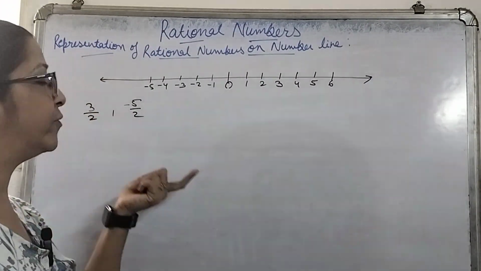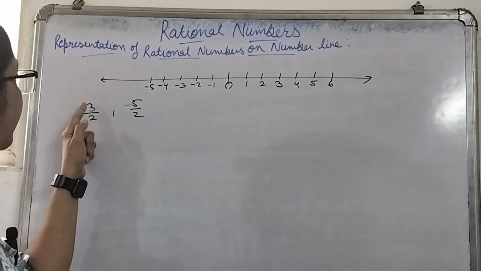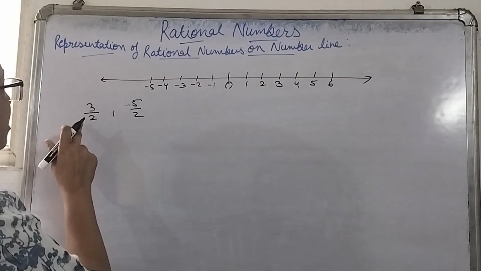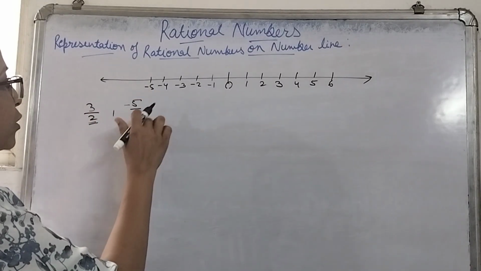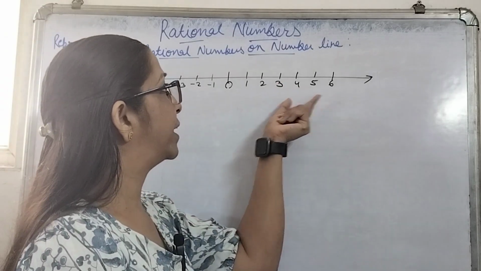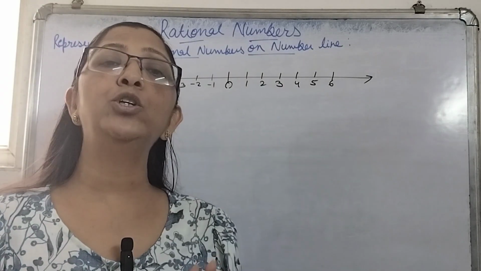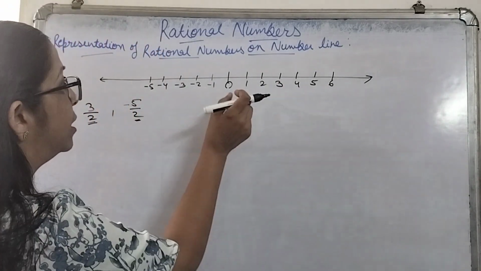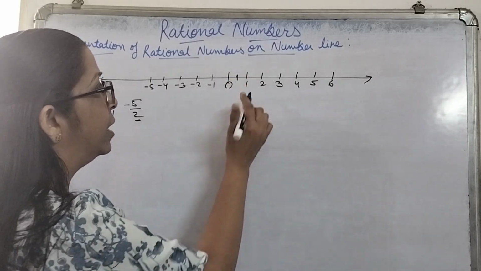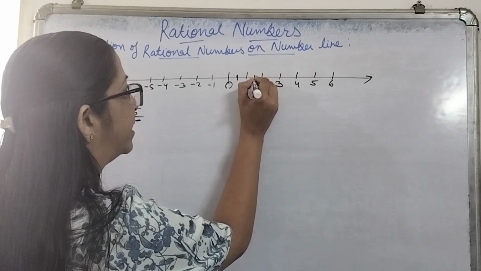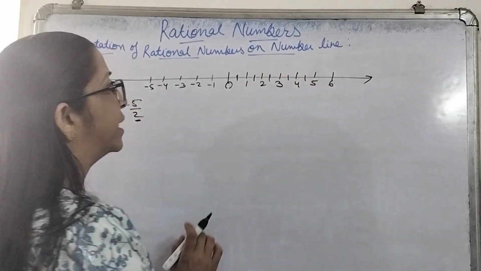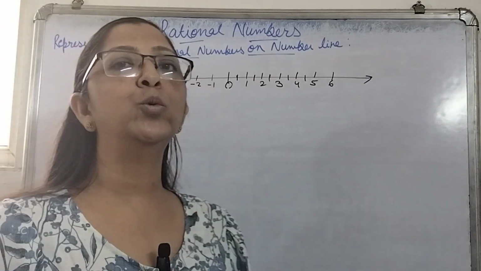So first of all, we will see what the denominator of the given rational number is. Over here, the denominator of this rational number is 2. The denominator of this rational number is also 2. So we will divide each unit distance into 2 equal parts. That means from 0 to 1 we will divide it into 2 equal parts. This is one part, this is another part. Again 1 to 2 we will divide into 2 equal parts. Like this we will divide every unit distance into 2 equal parts.